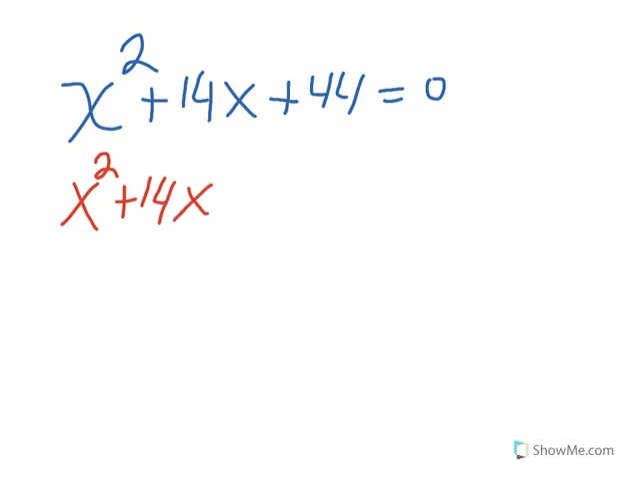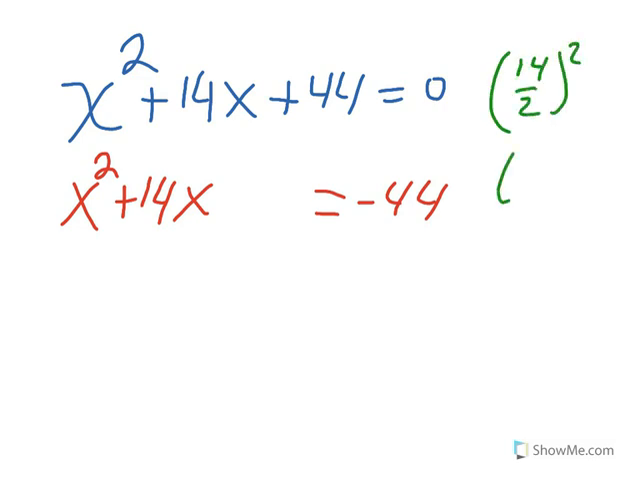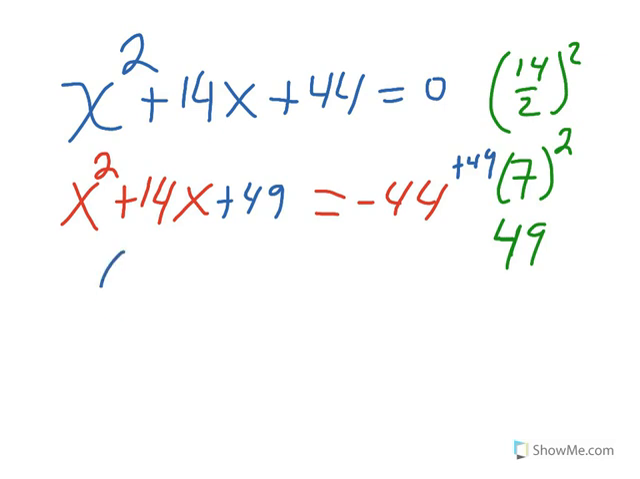subtract 44 from both sides. So I'm just going to write negative 44. I'm then going to take 14, divide it by 2, and square it. So that gives me a positive 7 squared, which is 49. This one's not going to work out because I can't add and subtract numbers. So it's 49. I'll add 49 here and I'll add 49 there. So this is going to factor into x plus 7, x plus 7. So once again, it's going to be x plus or minus whatever that number is that I divided by 2.